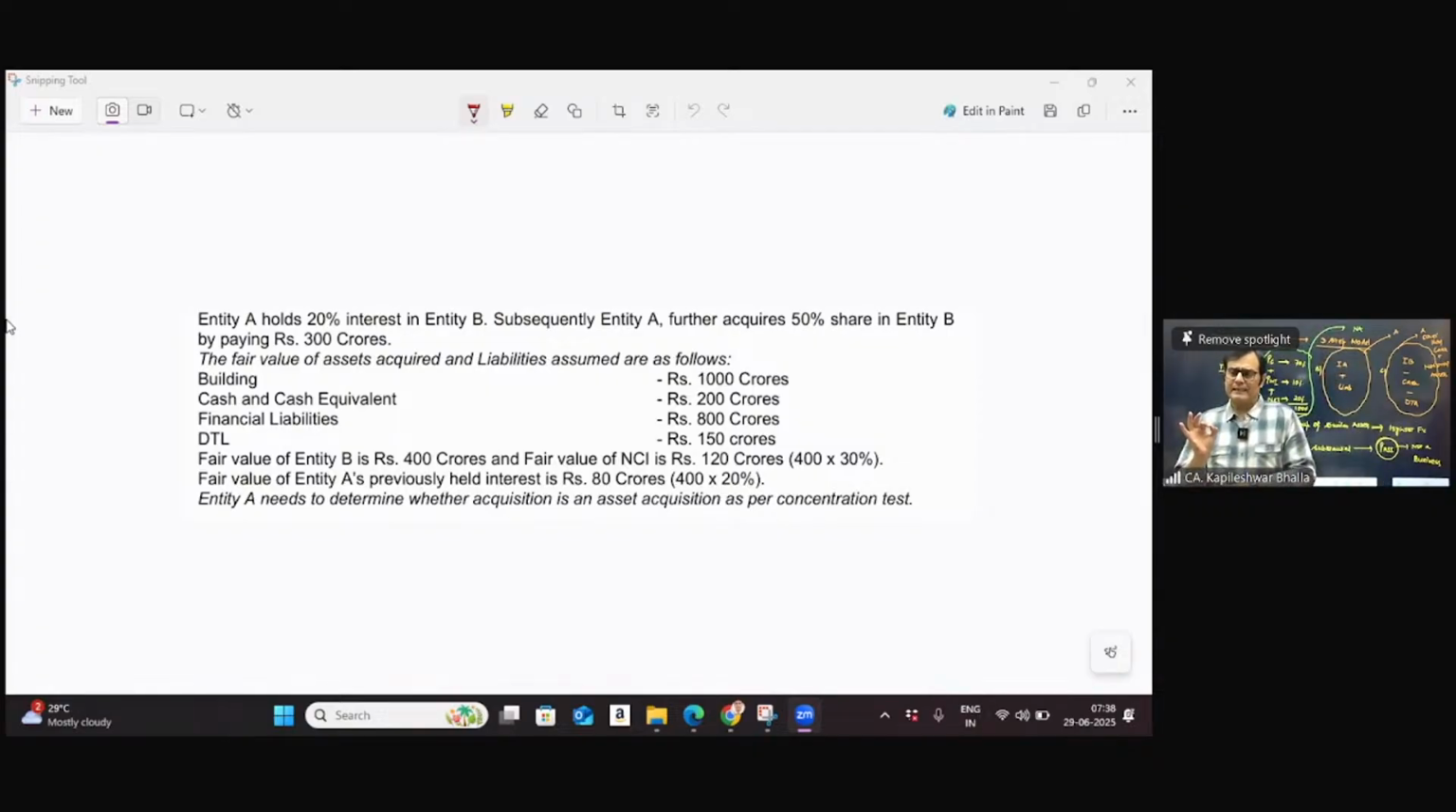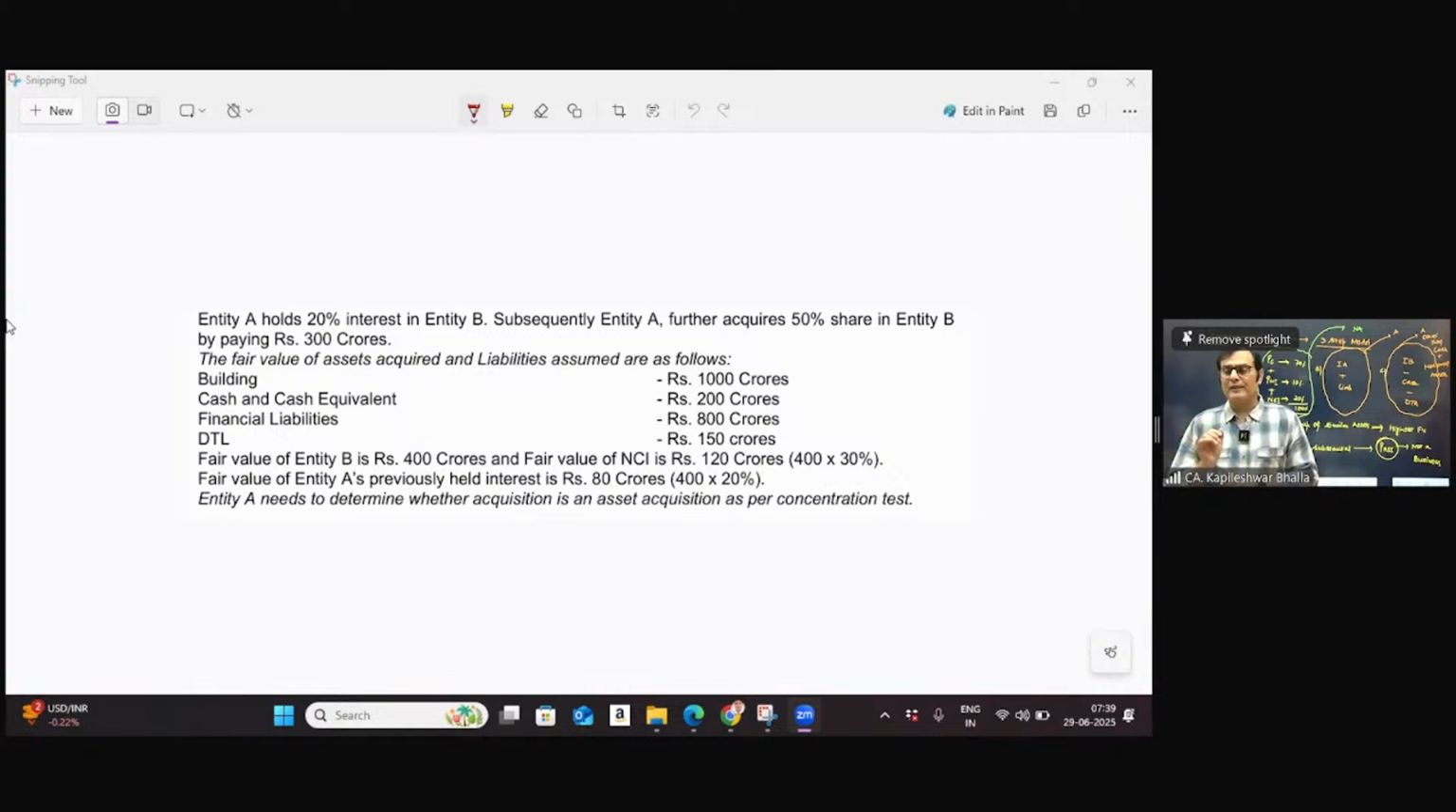It says entity A holds a 20% interest in B. Subsequently, A further acquires a 50% share in B by paying 300 crores. What is this 20%? It is a pre-holding. Can I call it a PHI? That is a PHI, previously held interest. Correct. And then they acquired another 50%, making it 20 plus 50, 70. So can I outrightly say that there is a 30% NCI? Yes, of course, sir. 50 plus 20, and that's absolutely correct.